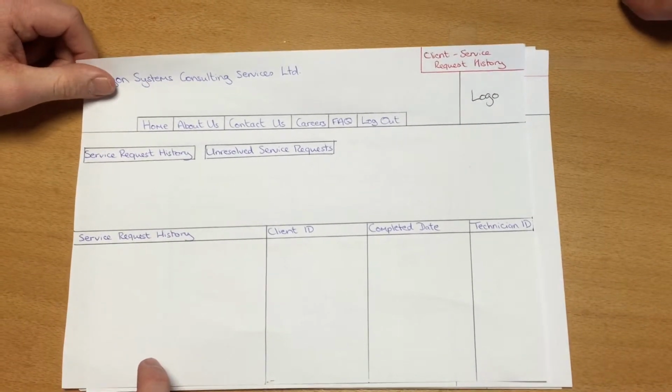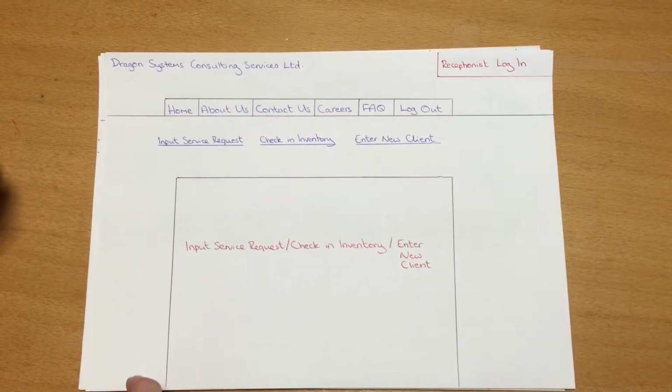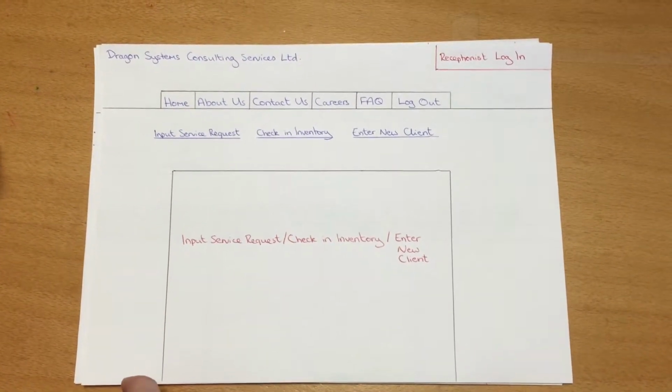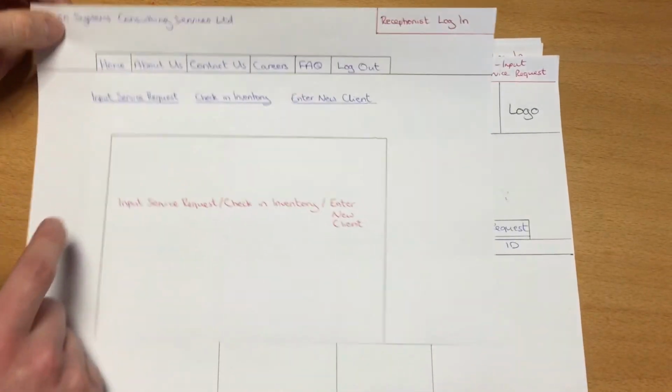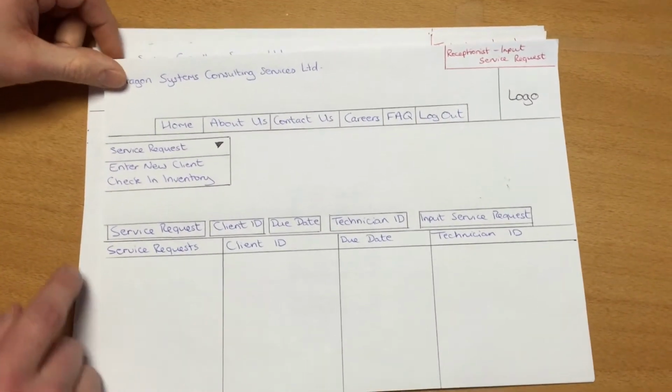So next we want to log in as the receptionist. Similar to the client, we type in the username and the password and we get straight into the receptionist page where we'll say, input another service request. So we input service request, which brings us on to the drop down box.